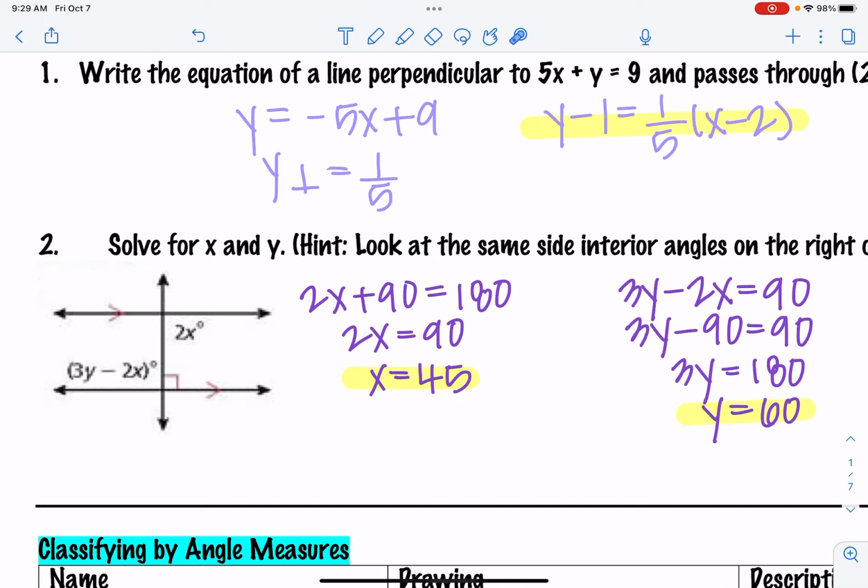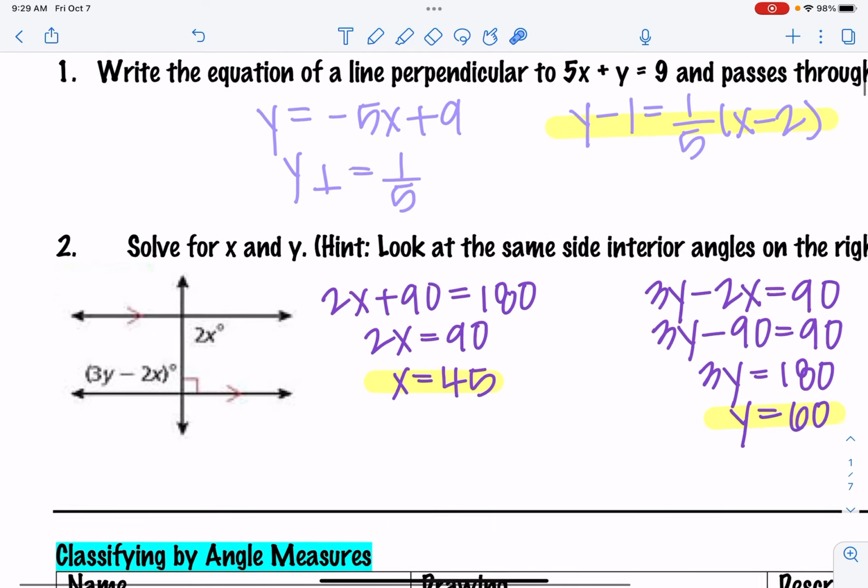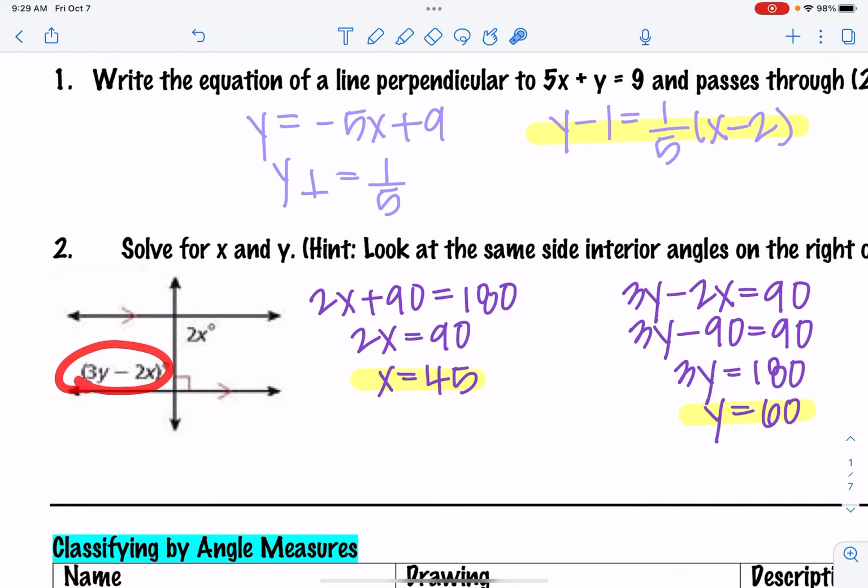Now that I know what x is equal to, then I can look at these two angles down here. Since this is a 90-degree angle, we can assume that this side is also a 90-degree angle because two angles add up to 180. So then I just made the equation 3y minus 2x equals 90 degrees. We know what x is equal to because we just solved for it. So plug in 45 for x, and then you solve to get y equals 60.